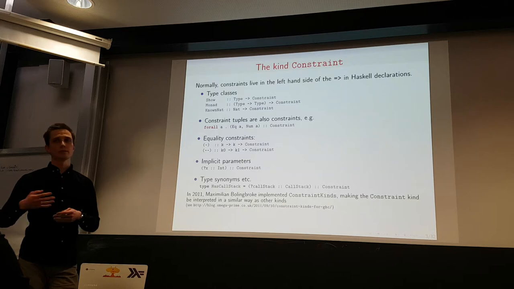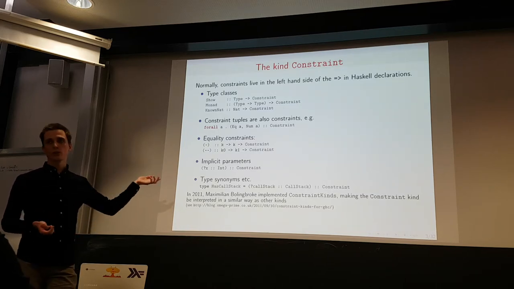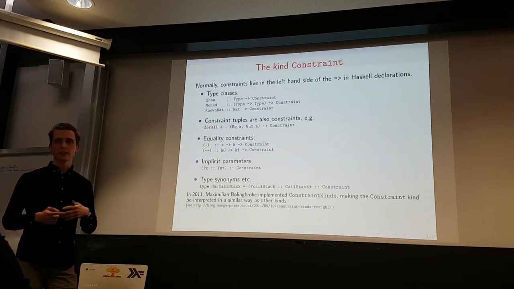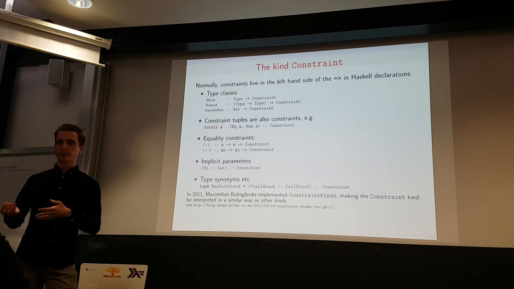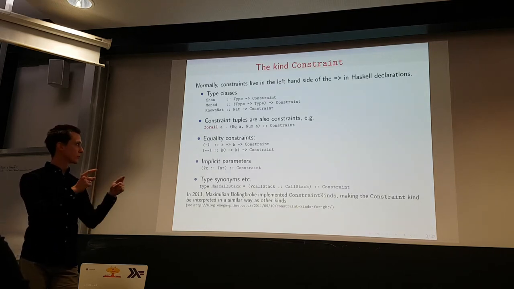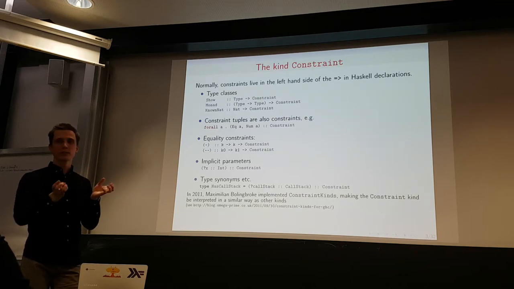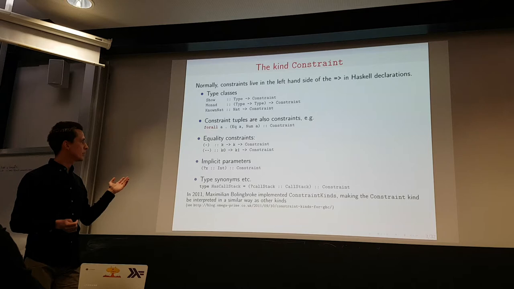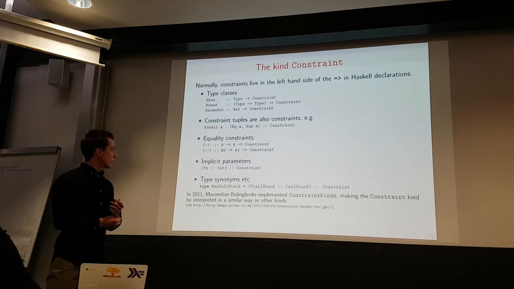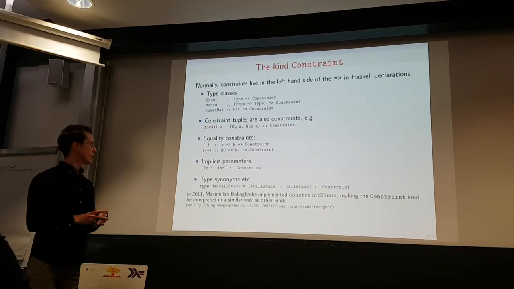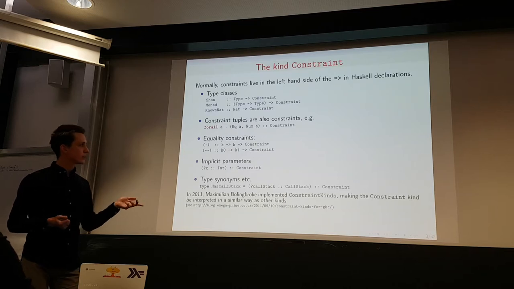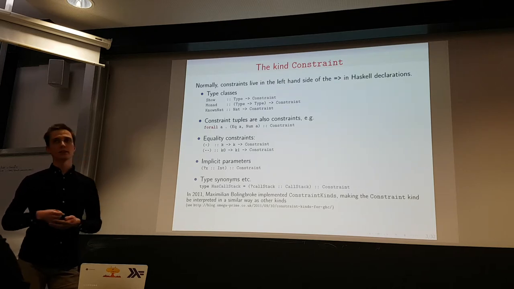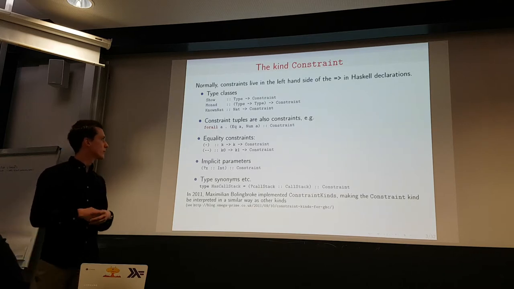What can be a constraint? First of all, type classes, so all the usual classes, Show, Monad, whatever, they all have kind Constraint. Then tuples of constraints, when we have multiple constraints, are also constraints. As I understand, they are flattened during type checking into a flat tuple, because you can specify them nested many times in a definition, but it doesn't matter in the end. Then there are equality constraints and implicit parameters. And with the ConstraintKinds extension, you can also manipulate them like all other kinds. So you can define type synonyms, type families, and do other stuff with them.